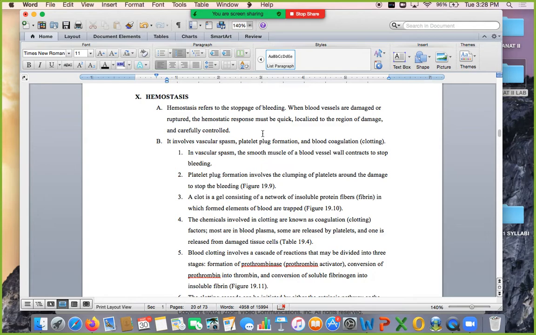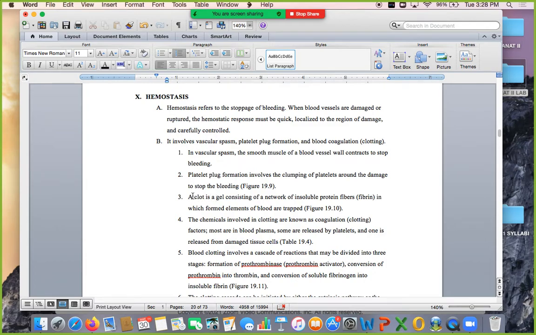Alright, so this is talking about the vascular response to bleeding. It's called hemostasis. Basically, we have damage to a blood vessel, and when damage to a blood vessel occurs, the area has to be contained and carefully controlled. The first step is called a vascular spasm, which is when the smooth muscle of a blood vessel wall contracts to help stop or stave off the bleeding. The next thing that happens is platelet plug formation. Platelets are going to clump to this area to help stop the bleeding and turn into a clot.